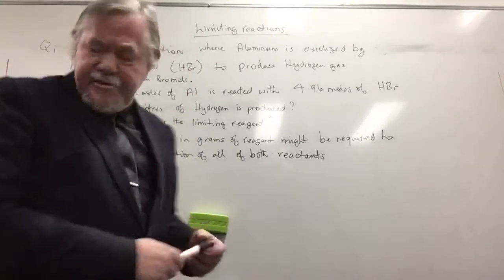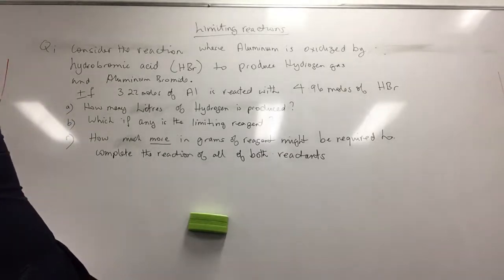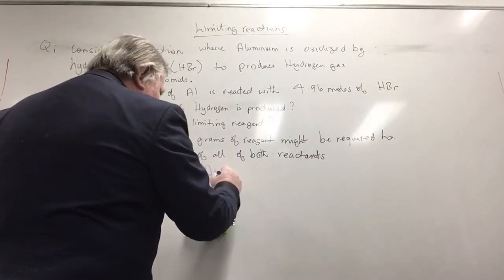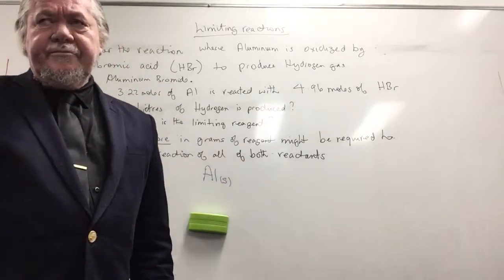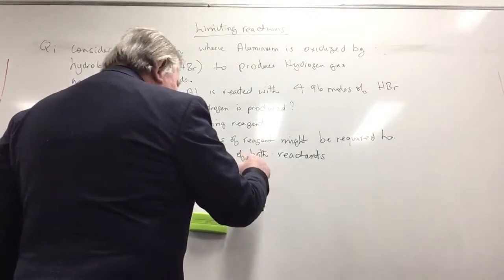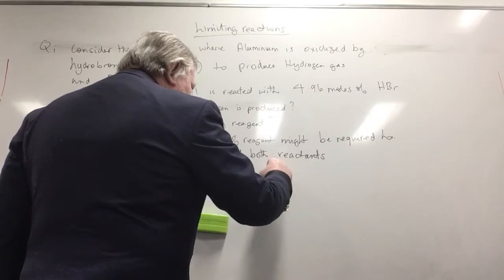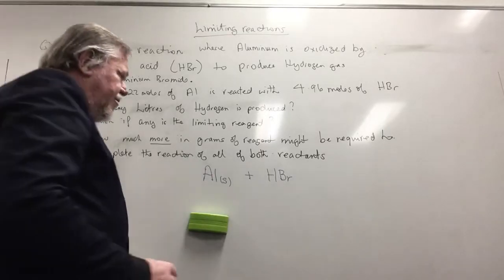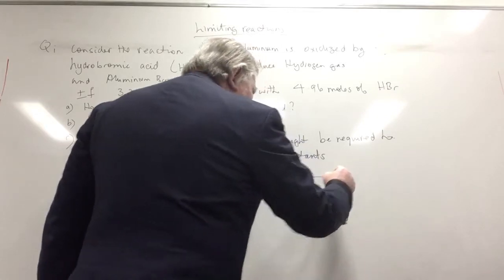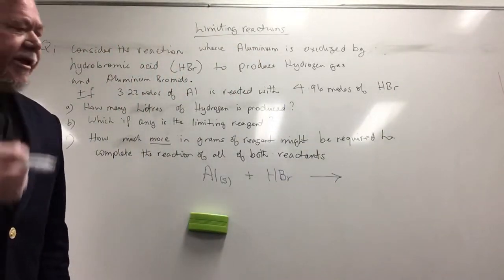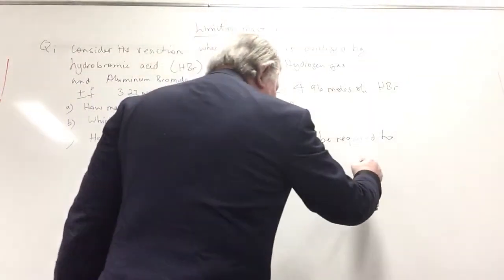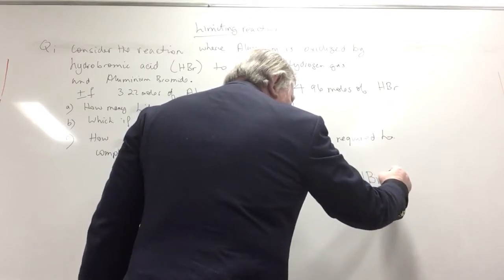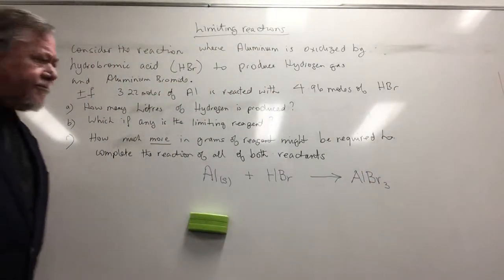All right, so first of all, what have we got? I'll just use a different color. So what have we got? We've got aluminium, which is a solid, and to that we're going to add hydrobromic acid, HBr. Can you see that? Yeah? Okay. And it tells us that we're going to get aluminium bromide and hydrogen gas.